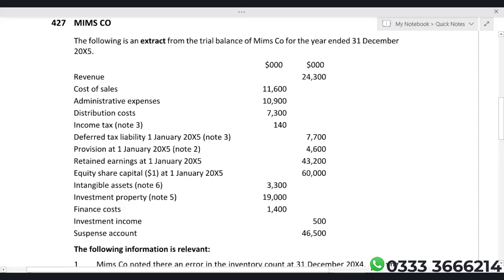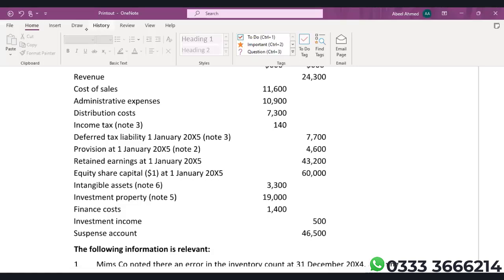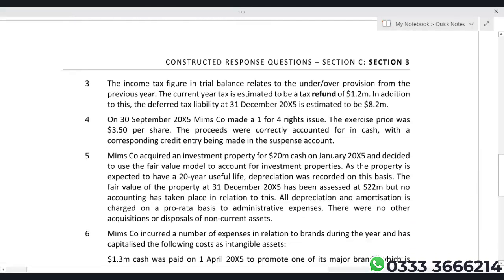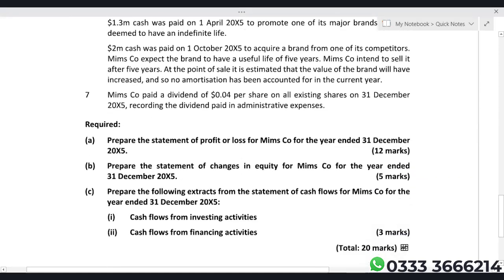MIMS company question. It came in December 21, 2021. So obviously take it as not a very old question. Let's read the requirements. The requirements are very interesting. Within the 20 marks, examiner has asked many things, I would say.